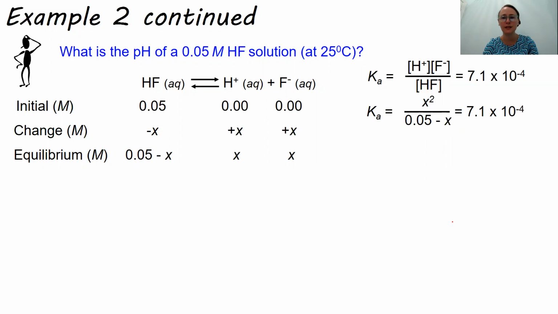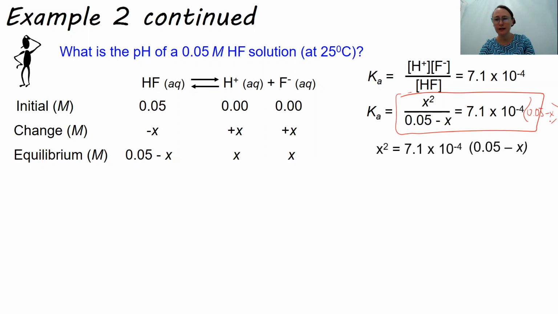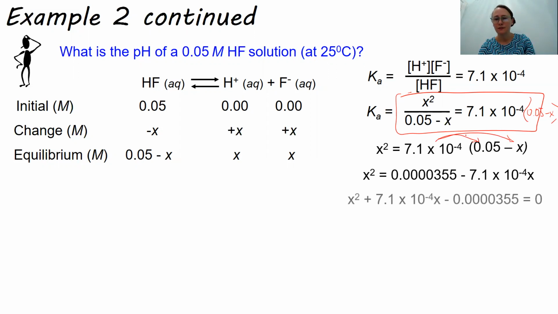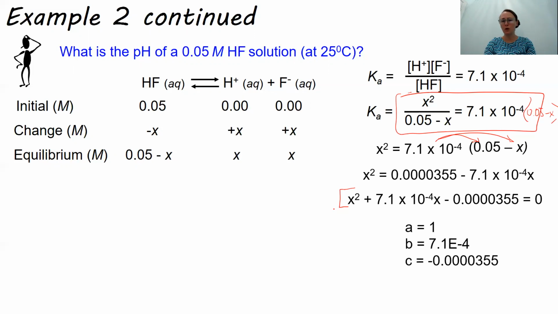So we have our ICE table set up. We're going back to the original expression, and so we have to multiply both sides by the 0.05 minus X. And we get this, and we need to distribute the number and then combine all the terms, move them to one side, set equal to 0. So we get our A equal to 1, our B is 7.1 times 10 to the negative 4, and our C is negative 0.0000355.